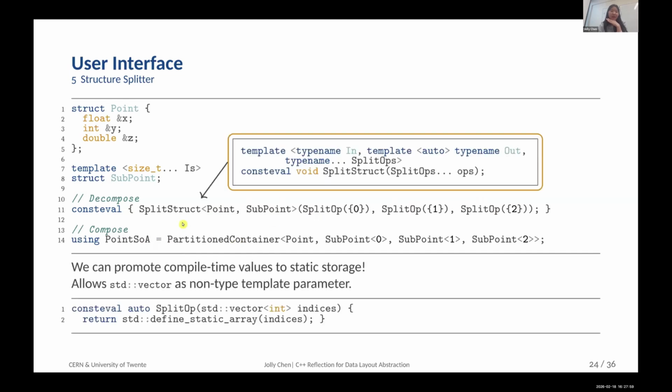One thing to highlight here is that this split struct is actually taking a list of vectors at compile time. And we can do this thanks to a new function called define static array, which promotes compile time values to static storage.